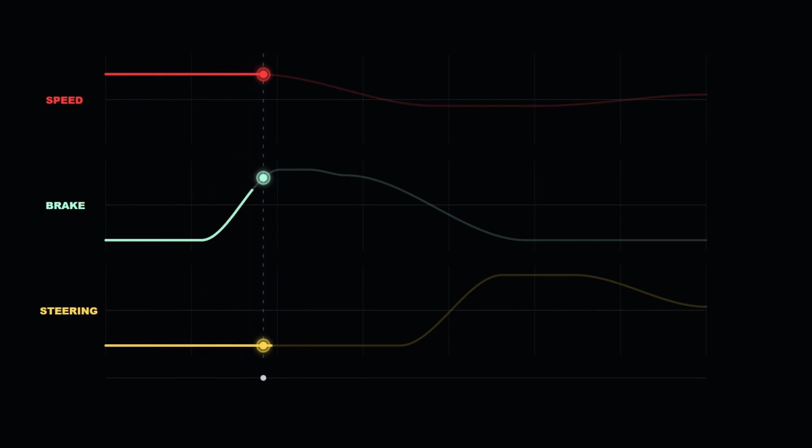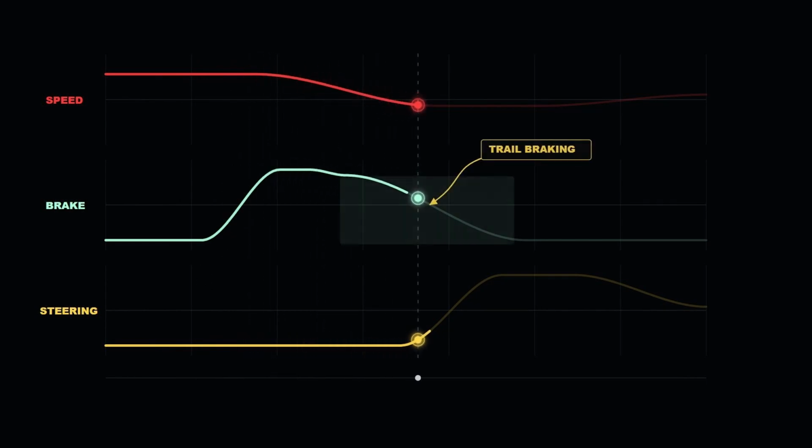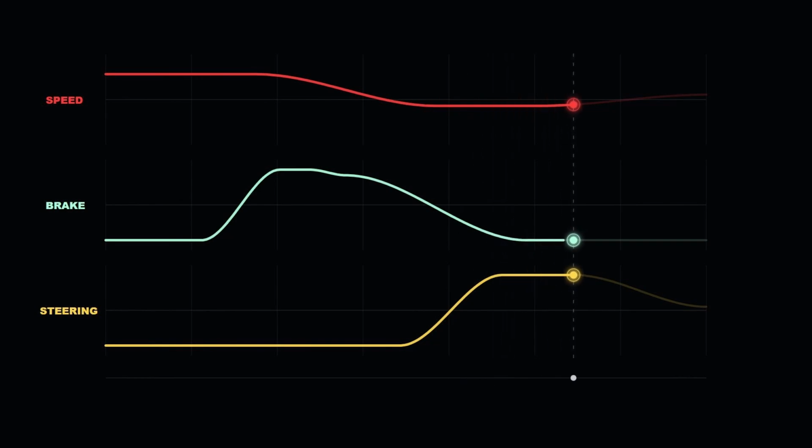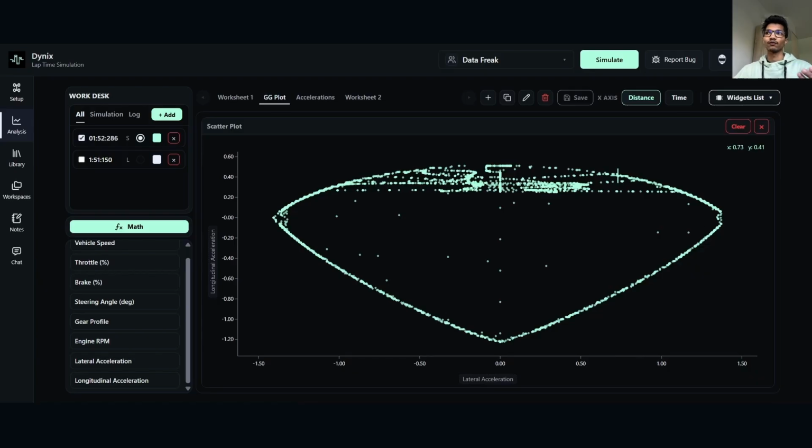This is also why trail braking exists. A good driver does not always finish the braking and then start to turn in. They blend the release of the brake while steering in, trying to stay near the edge of the available grip instead of falling back into the middle of the plot.